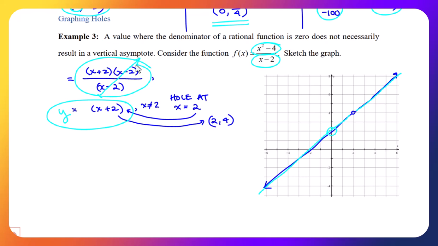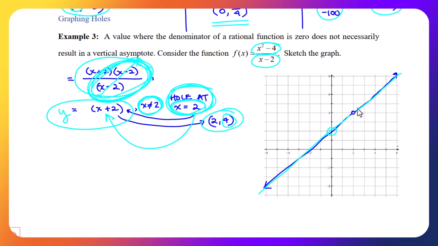But for this portion, x also can't be 2. When something reduces out, that's where we have a hole, when x is 2. To find the y-coordinate of the hole, we plug the 2 into the remaining fraction, or in this case, not fraction, but remaining expression, and we get 4. So at 2, 4, we put a hole in. And so it's a line, but there's a gap at x equals 2. So there's a gap in the domain, and there's a gap in the range.